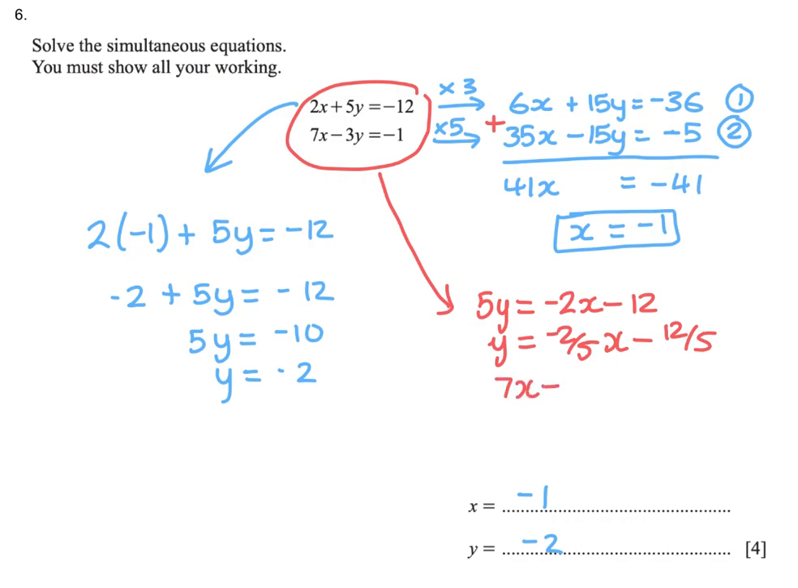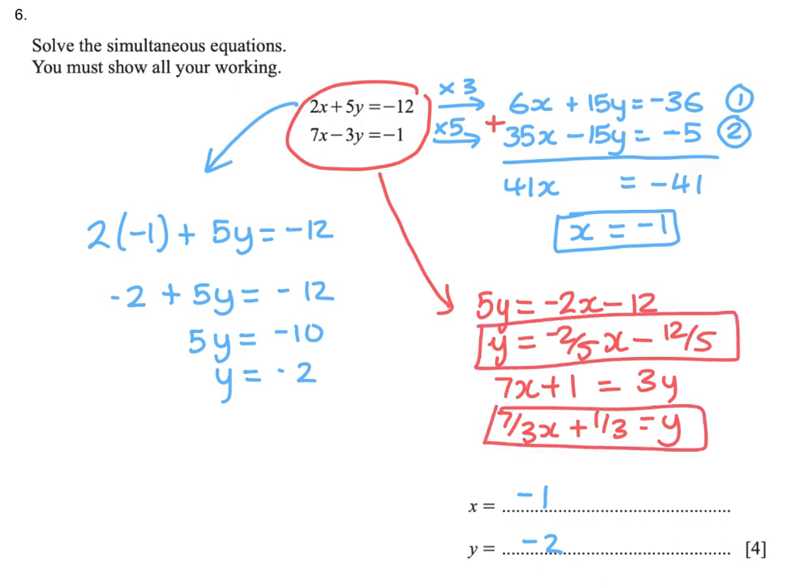7x plus 1 is equal to 3y. So 7 over 3 x plus 1/3 is equal to y. And then with these 2 equations, plot them on the GDC, and then you could find the intersection between them, and you would get the coordinate minus 1, minus 2, and that would work as well. So you've got a choice of methods with that question.